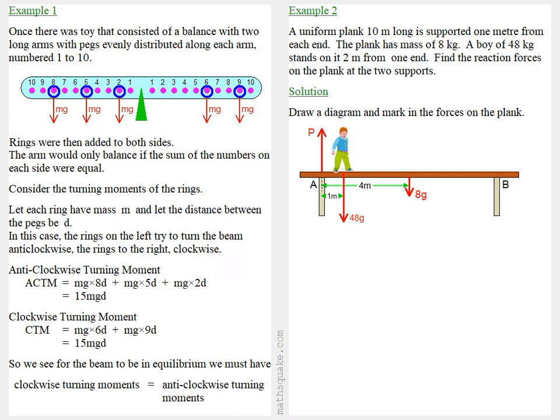We also have a reaction at A which acts vertically upwards. We can call that P. And we have a reaction at B which acts vertically upwards. We can call that Q. Q is 8 meters from A. If we resolve vertically, we have P plus Q equals 48G plus 8G, so P plus Q is 56G.